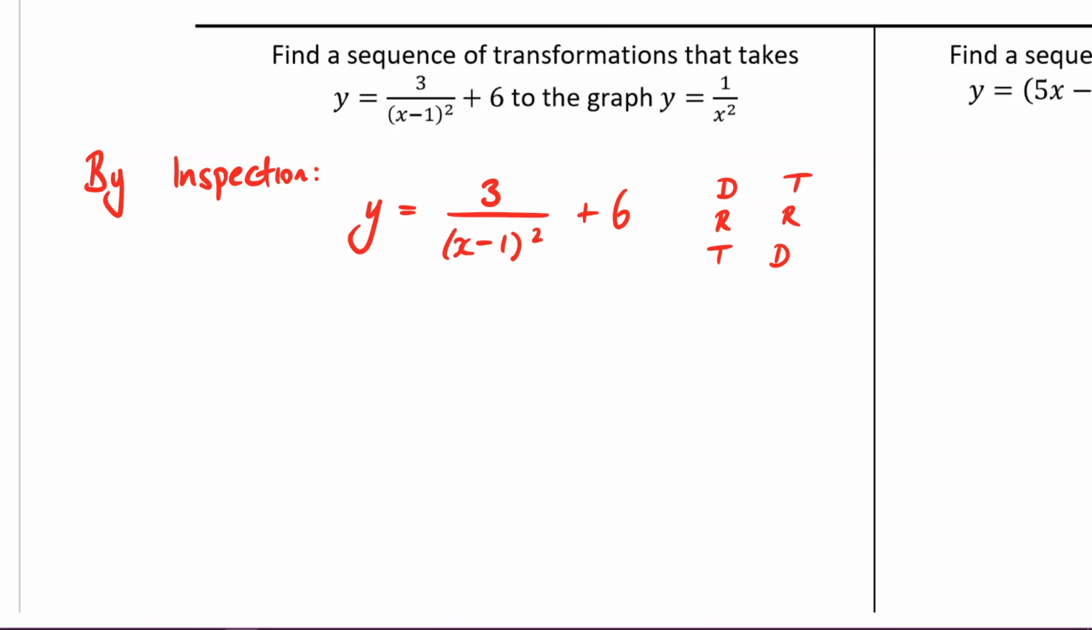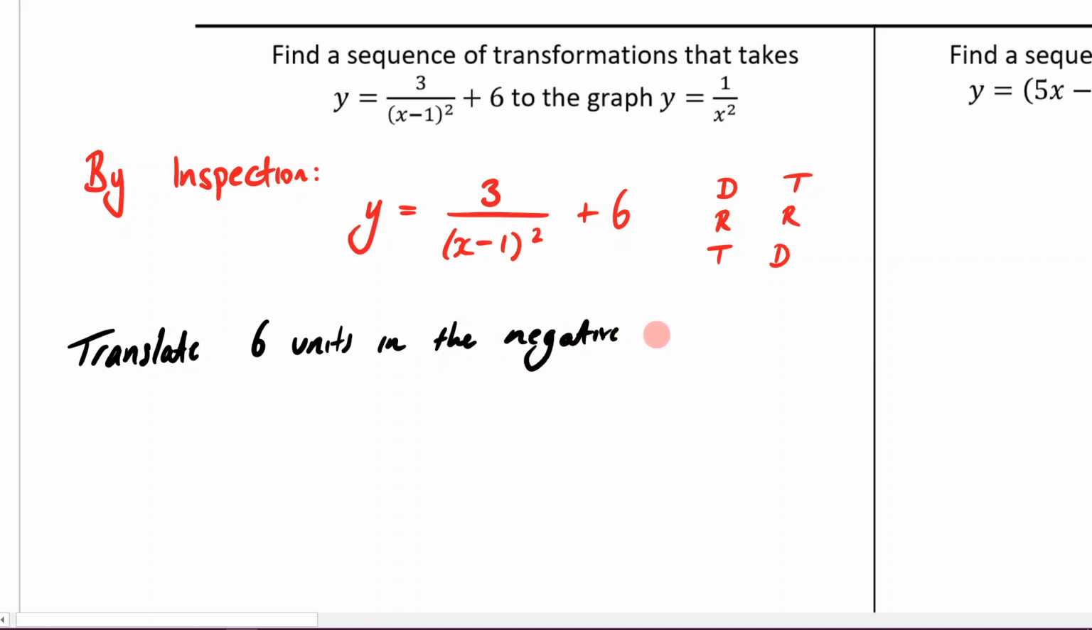The first thing that I want to do here, what is the first thing I want to do? I want to get rid of this 6. So if this graph at the moment has this +6, it means it's been moved 6 up. Well, I want to move it 6 down. So that means I'm going to translate 6 units in the negative y direction. So by doing that, it's like I'm minusing 6, right? So that goes away, and I'm one step closer to making my graph look like that.